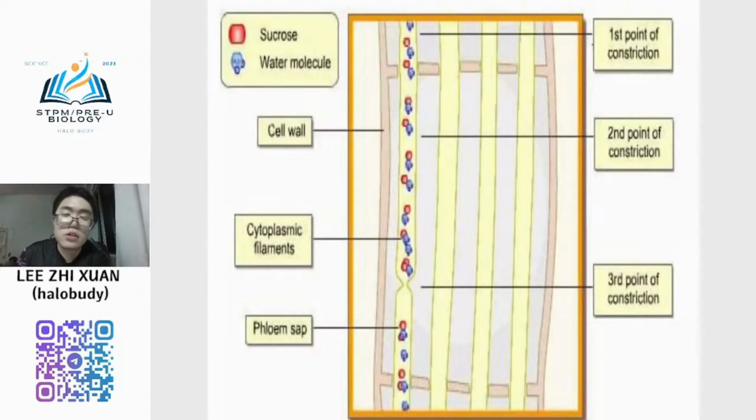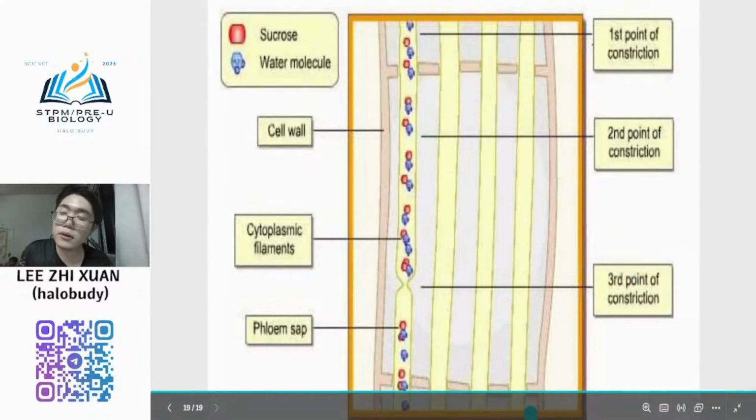Okay, so today's class is already at an end. I have finished the translocation topic. Today we learned about translocation based on the four hypotheses: the Münch flow hypothesis, the electroosmosis hypothesis, the cytoplasmic streaming hypothesis, and also the peristaltic wave hypothesis. Okay, so I think that's all for today.